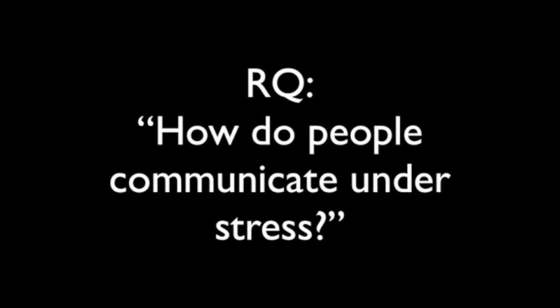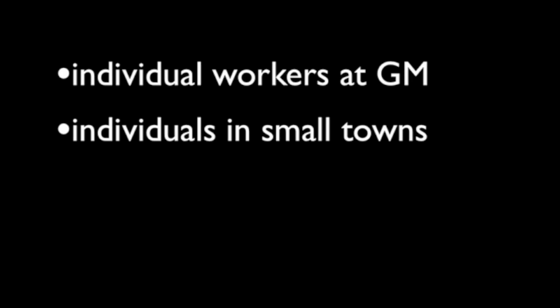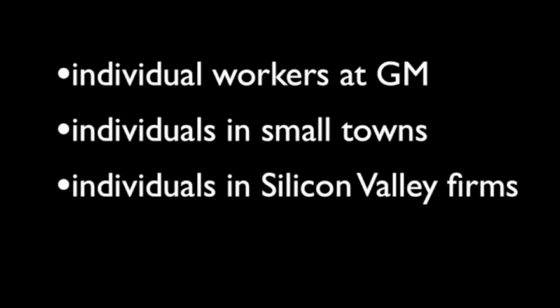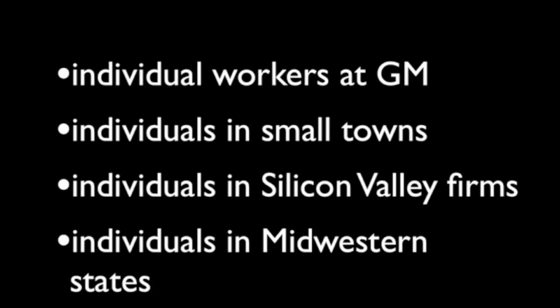Recount the research question. How do people communicate under stress? You could study individual workers at General Motors, individuals in small towns in the Midwest, individuals in high-tech firms in Silicon Valley, individuals in Midwestern states, and so on. In each case, you will be comparing the reactions of the individuals, and therefore the unit of analysis will be the individual. The location of the study is not a unit of analysis. The units of analysis are the workers, not General Motors, the small town's inhabitants, not the small towns, the workers in high-tech firms, not the firms themselves.